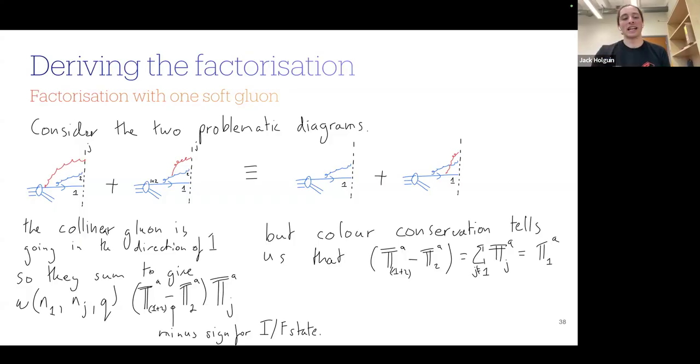And so what we get is the kinematic factor is equal to the kinematic factor we would have found if the red gluon was attached to particle 1. And the color charge is equal to the color charge we would have got if it was attached to particle 1. So we can just move it along and reattach it. And so the sum of these two diagrams is equal to the diagram with the gluon reattached.